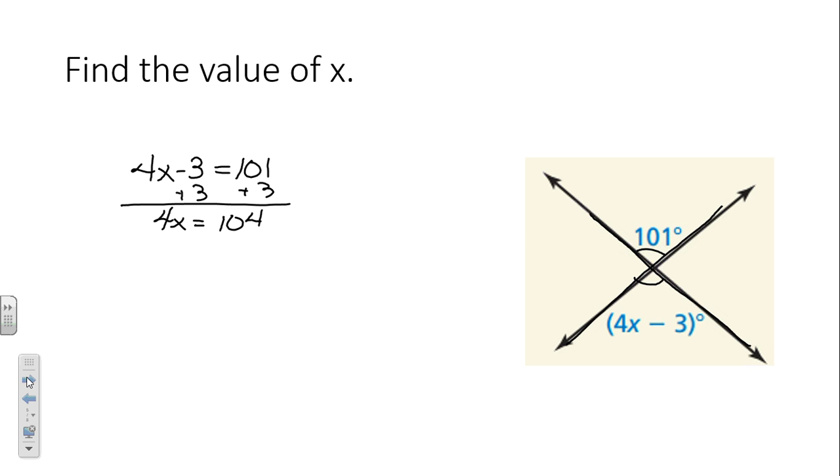And the next step is going to be what, Erica? And so we divide by 4. Hopefully we get a nice, neat number, but sometimes we don't. And I see that will be 26. They only said find the value of x because we already know what that angle has to be, right? If we plugged it back in, 4 times 26 minus 3 had better get us 101. But it's a good check. Make sense? What questions do you have on this slide? All right, next one.